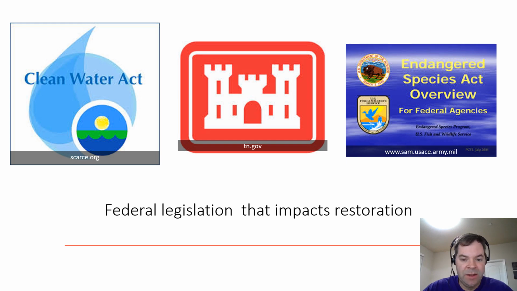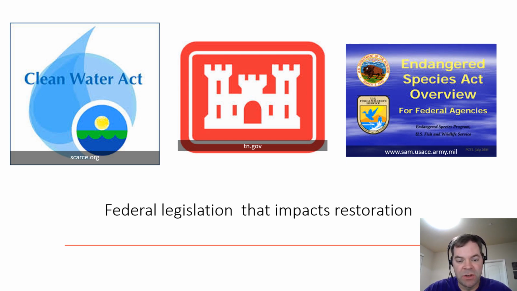There's four main federal legislation that impact restoration. The first is the Safe Harbor Act of 1899, which regulated dredge and discharge into waters of the U.S. There's the Clean Water Act that regulated dredge and fill in navigable waters in the U.S. and established a policy of no net loss.